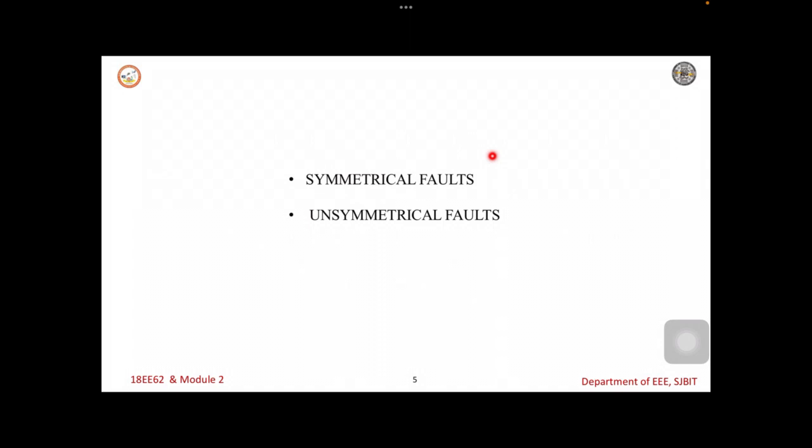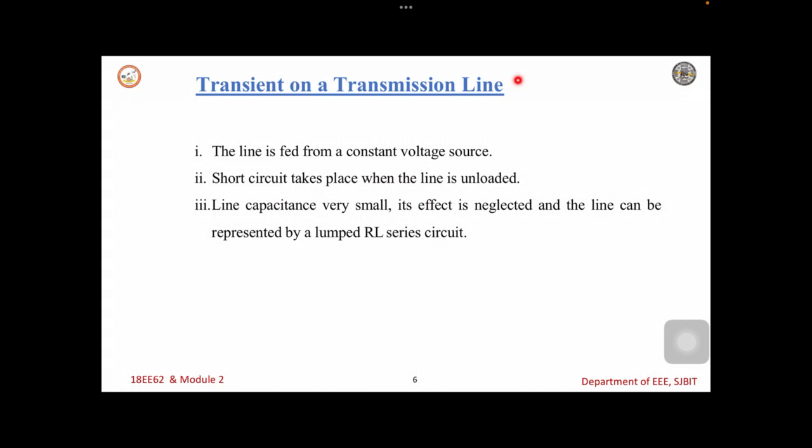The faults will disturb the normal flow of current. The disturbances are caused by short circuits or open conductors. The faults are broadly classified into symmetrical faults and unsymmetrical faults. What are symmetrical faults? Symmetrical faults are the faults in which the fault current is the same in all the three phases, and unsymmetrical faults are the faults that occur due to the uneven distribution of voltage and current in each of the phases due to the disturbance. Now let us consider the topic of this video, that is transients on transmission lines.